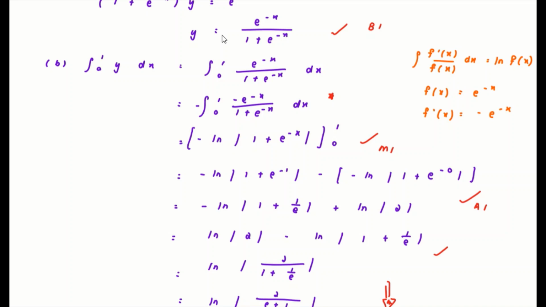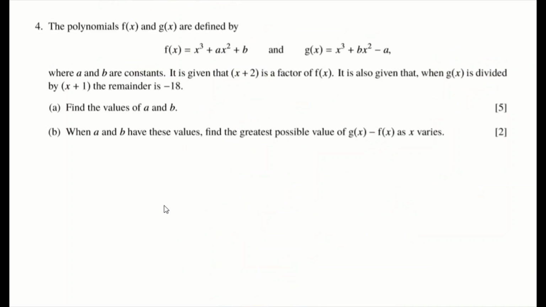So question 4. Okay, question 4. The polynomials f of x and g of x are defined as these two, where a and b are constants. It's given that x plus 2 is a factor of f of x. It is also given that when g of x is divided by x plus 1, you have a remainder of negative 18.